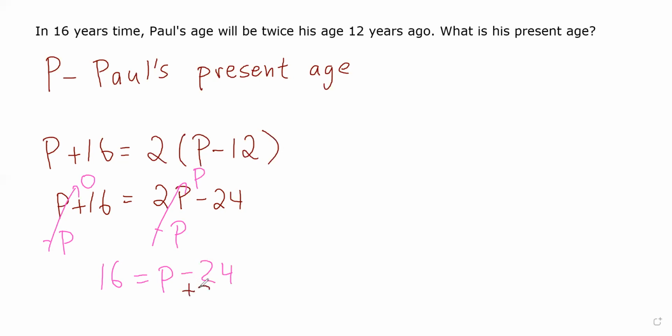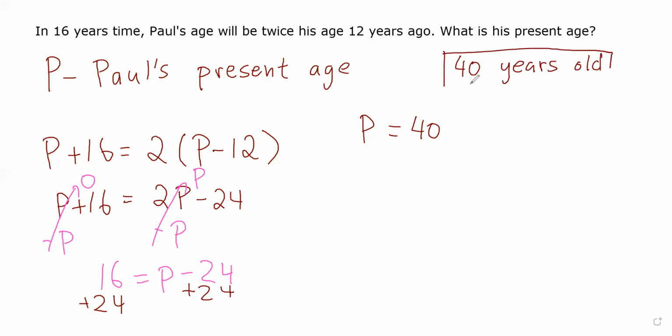Now we can just add 24 on both sides of this equation. And we have P is equal to 16 plus 24, which is 40. So Paul's present age is 40 years old. And that is it.